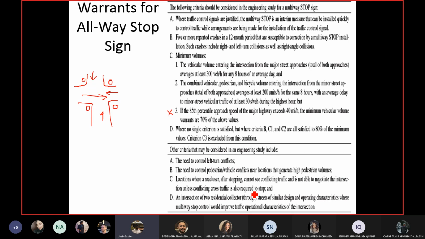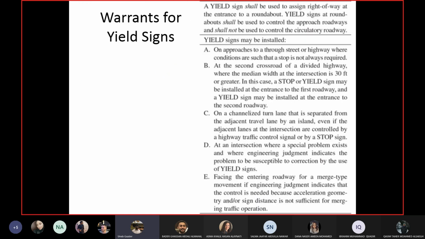If you have an intersection of two residential collector through streets of similar design and operating characteristics, where you feel that a multi-way stop sign will improve the operation of the intersection and reduce the delay and so on, then you can also provide a multi-way stop sign. These are additional criteria, the special conditions, you can say. The main are the first three.